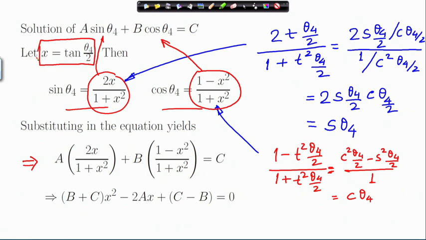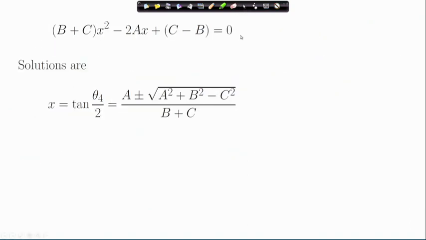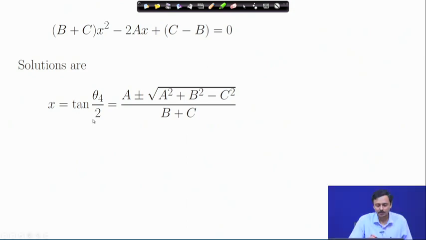Now, you know that these are the roots of a quadratic equation. There are two roots of the quadratic equation which we can express explicitly. So, this is what we are going to look at next. So, this was the quadratic equation that we obtained. So, solutions, which is essentially tan theta 4 by 2. So, x is tan theta 4 by 2. So, you know this solution of quadratic equation, roots of a quadratic equation.